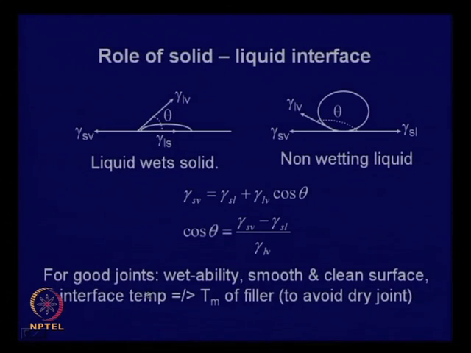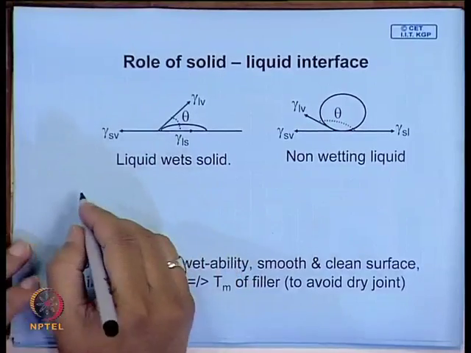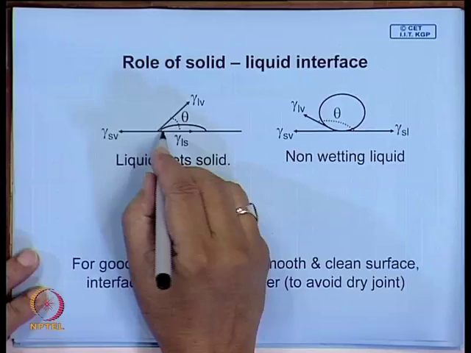For good joints we need wettability, and apart from wettability we need a smooth clean surface, and also the interface temperature should at least be equal to or greater than the melting point of the filler, and this will help avoid a dry joint. It is quite interesting to look at the relative magnitudes of these surface energies.